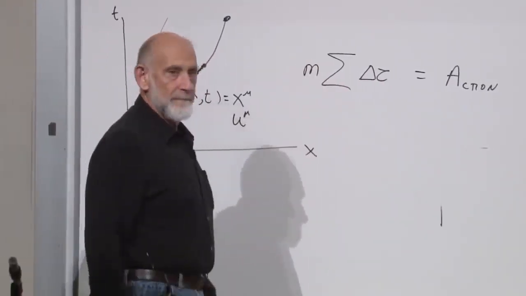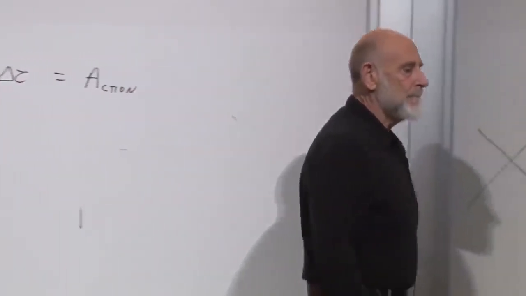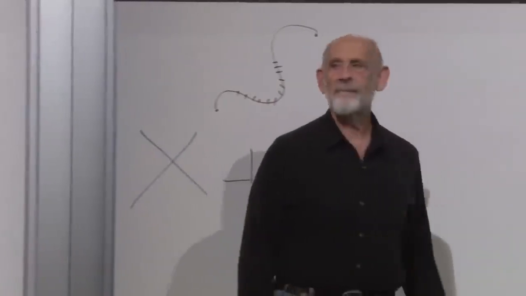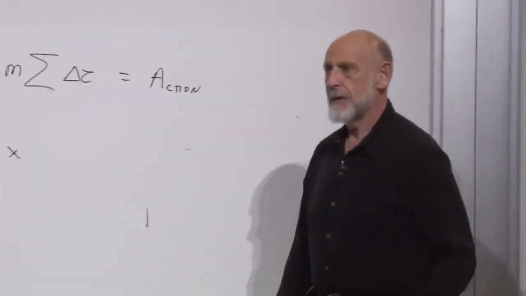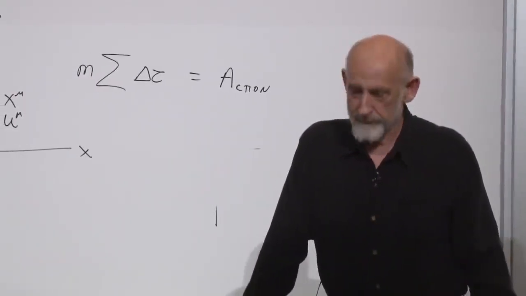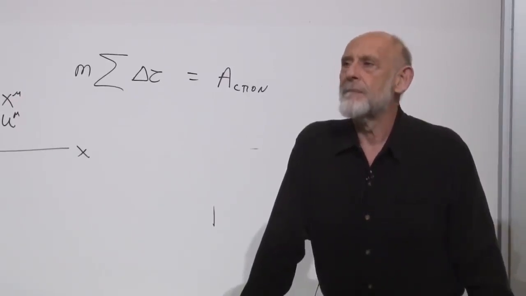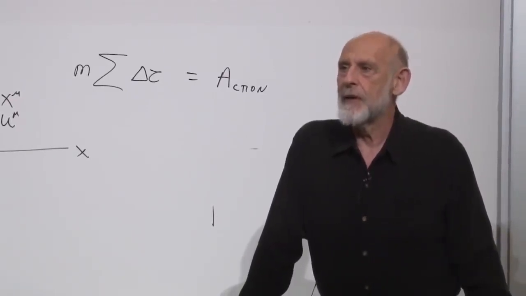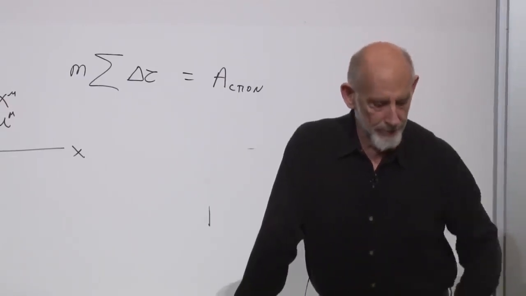Excuse me. You may have said this, but I don't remember it. We arrived at proper time being the square root of delta t squared minus delta x squared. Is there a reason why you inherently choose the positive square root as opposed to the negative square root? Oh, we will always choose the positive square root.